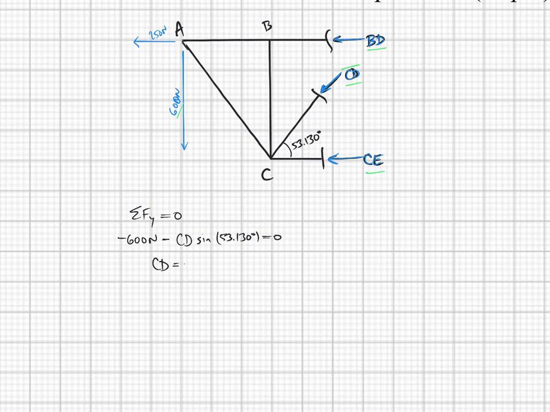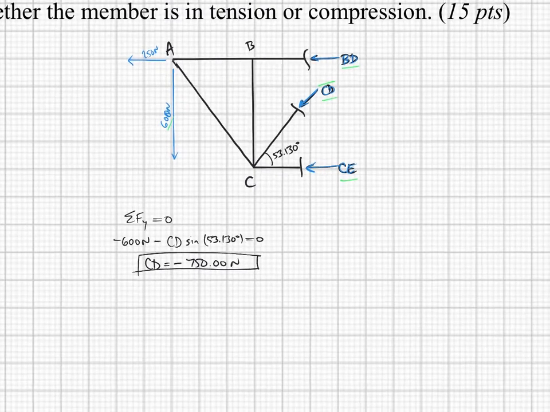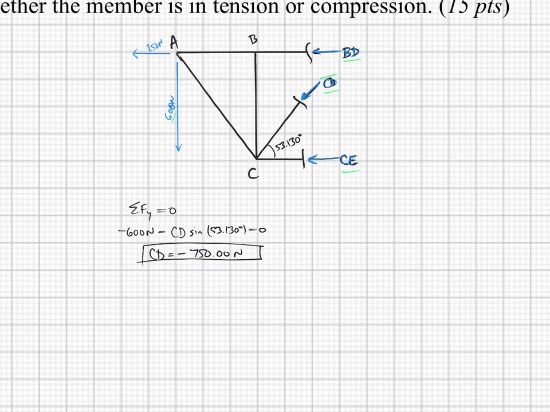We'll get CD equals a negative number, 750.00 newtons. Okay, again, keeping 5 sig figs. Okay, so that's cool. That's solvable. Okay, that doesn't really help much with the x direction because I'm still going to have this CE here and this BD, still two unknowns. Well, it does help in the x direction, but that's not the next one I'm going to solve.